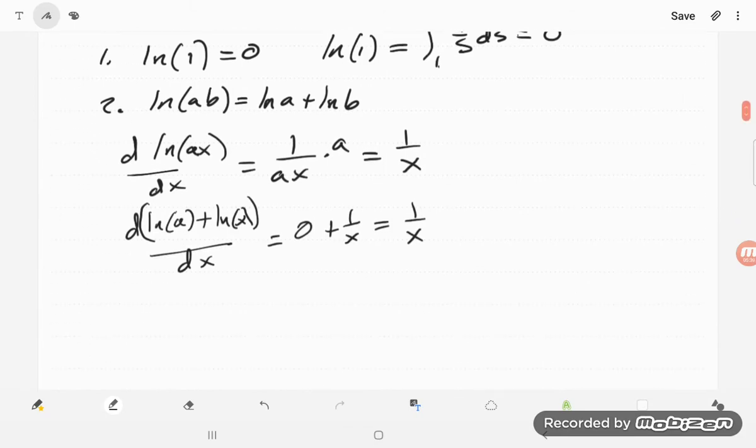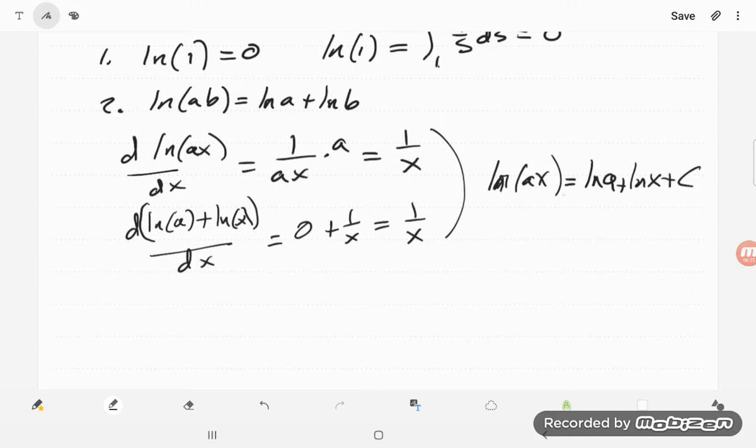And so what that tells us, from these two things having the same derivative, is that natural log of ax is equal to the natural log of a plus the natural log of x plus some arbitrary constant.